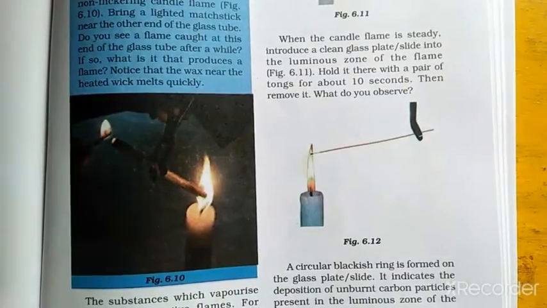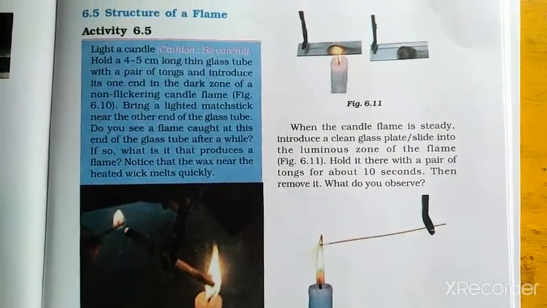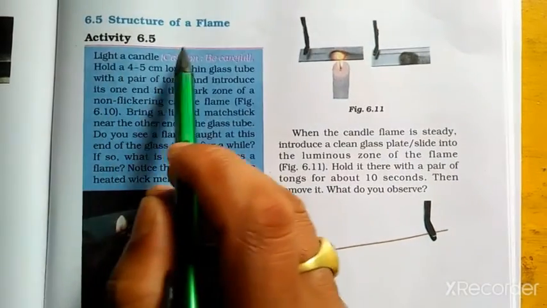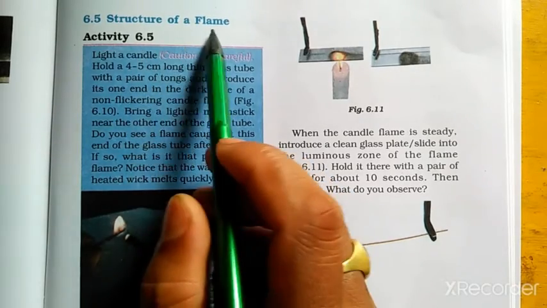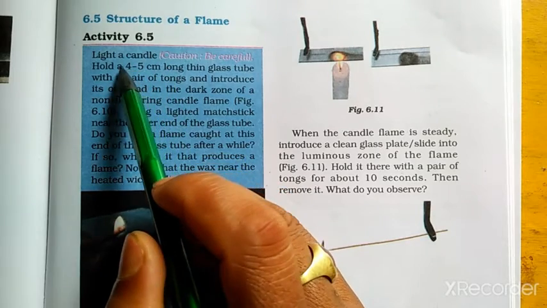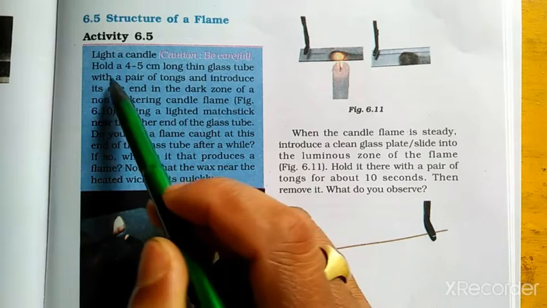And next page, let's see. In the next page, page number 71. Structure of a flame. Activity 6.5. Let's see. Structure of a flame. What does it say? Let's see.